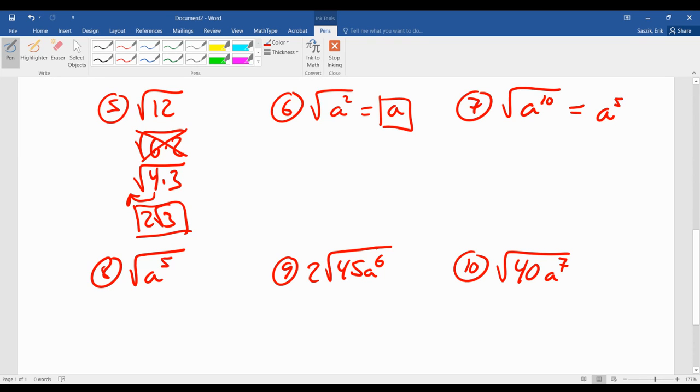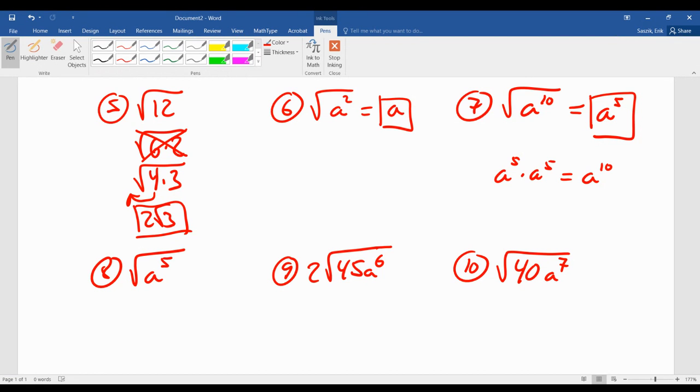Okay? Because remember, if we were to do a to the 5th times a to the 5th, if you remember from previous lessons, we would add these exponents and you would get a to the 10th. So the square root of a to the 10th just undoes that and brings it back to a to the 5th. So you just cut it in half. Okay?